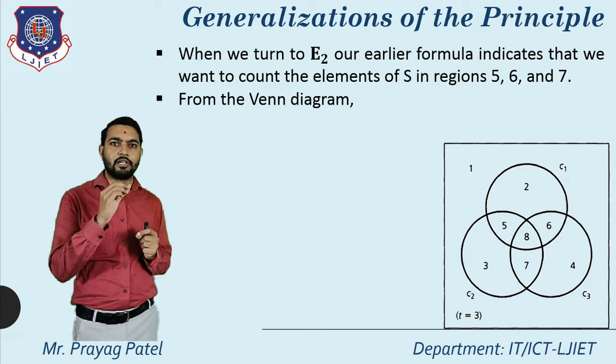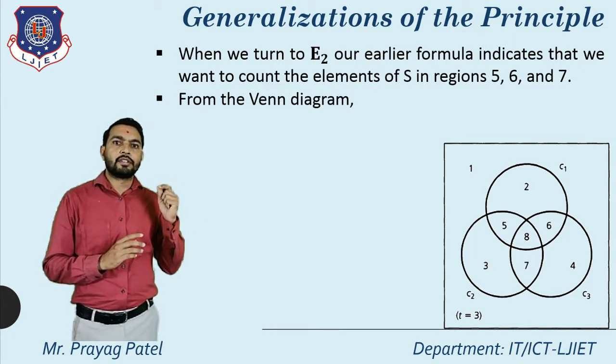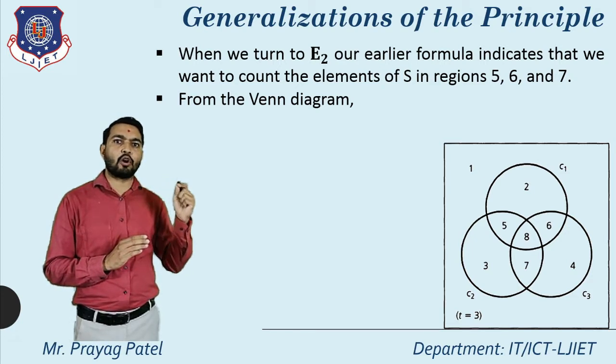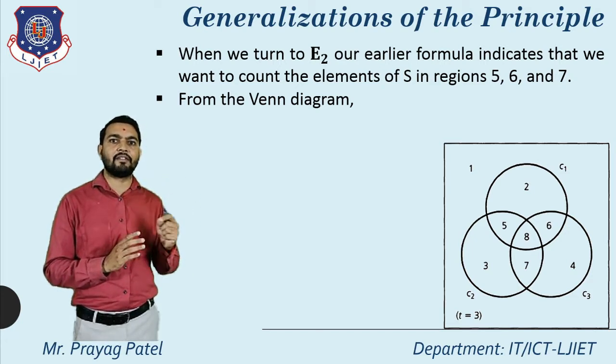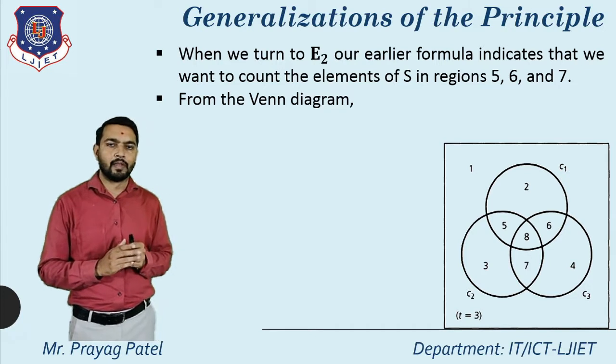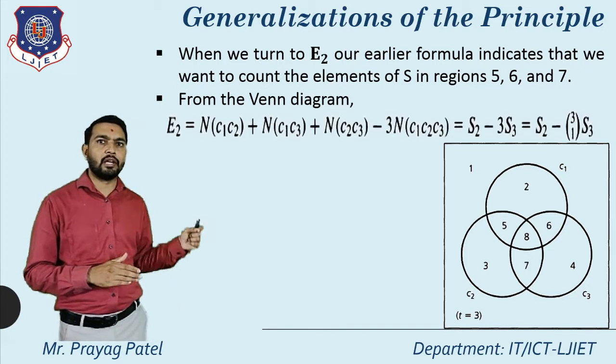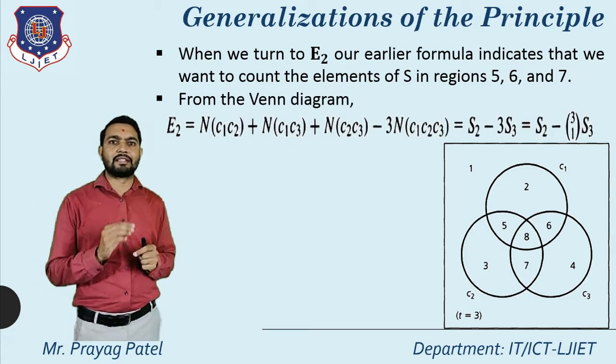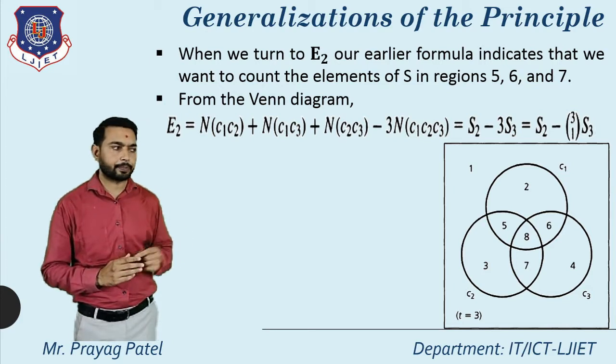So region 5 is common for C1 and C2. Then region 6 is common for C1 and C3, and region 7 is common for C2 and C3. So we want to find E2, which means we want to find the answer as regions 5, 6 and 7.